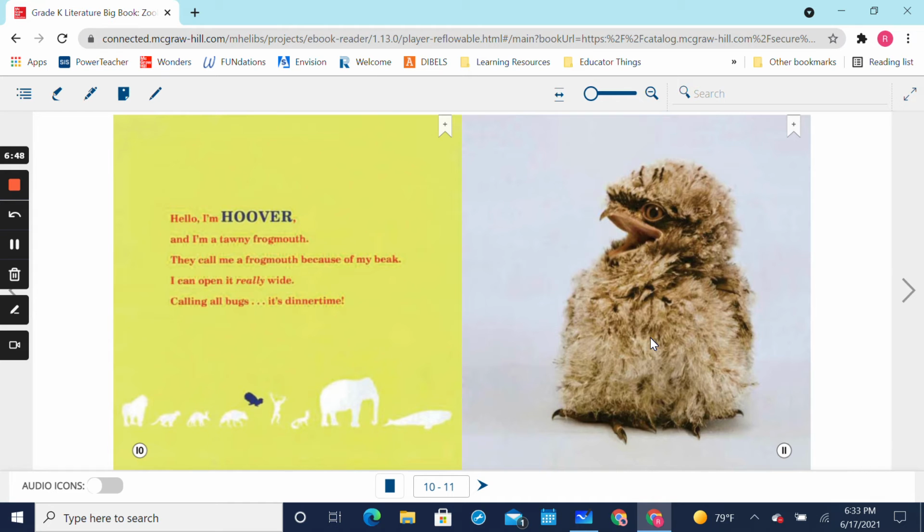Let's reread so that I can understand. They call me a frogmouth because of my beak. I can open it really wide. Oh, so even though this clearly is not a frog, they call a tawny frogmouth a frogmouth because its beak can open really, really wide. Okay, now that I've reread the sentence, it makes sense. So, let's keep going.